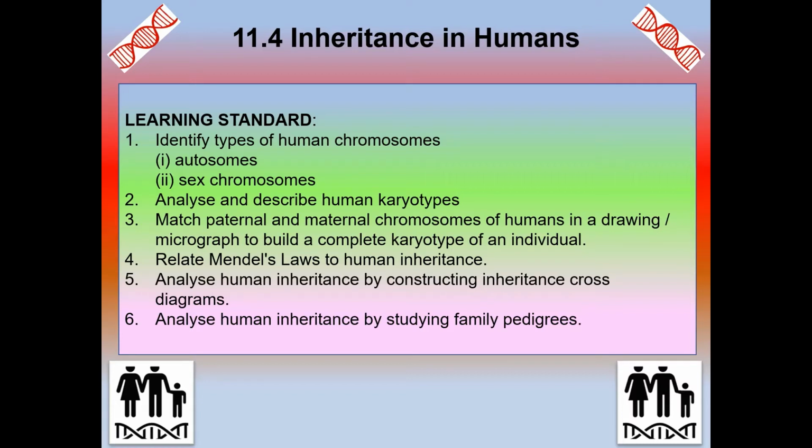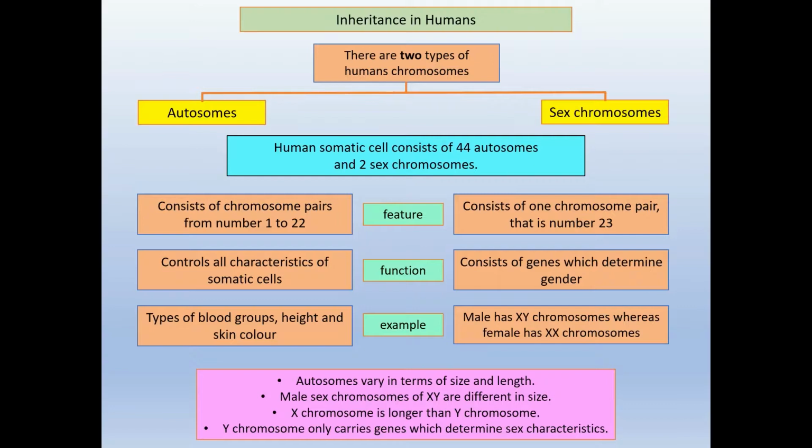Number 3, match paternal and maternal chromosomes of human in a drawing or micrograph to build a complete karyotype of an individual. Number 4, relate Mendel's law to human inheritance. Number 5, analyze human inheritance by constructing inheritance cross diagrams. And number 6, analyze human inheritance by studying family pedigree.